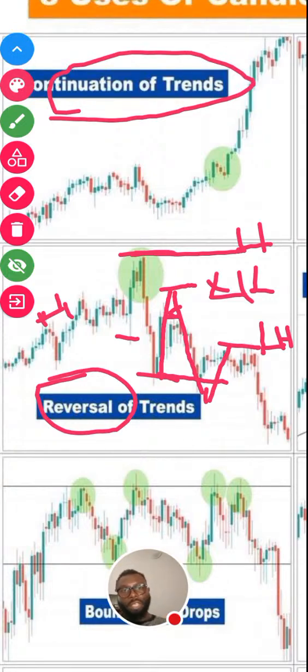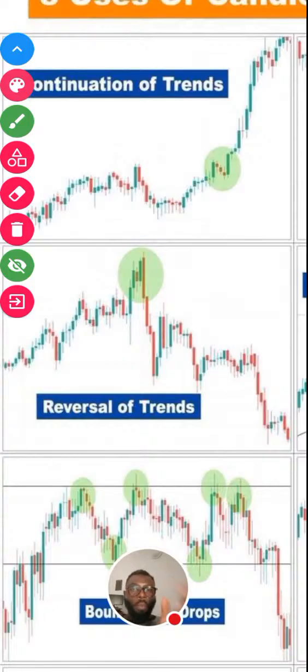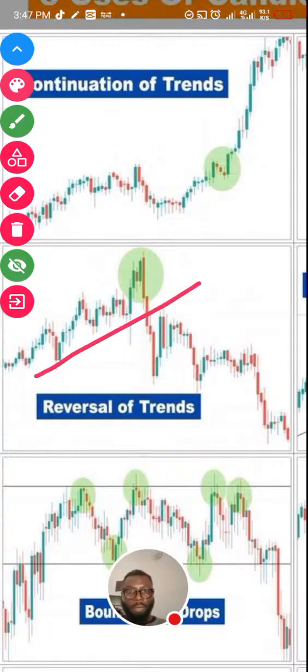So how do I trade the trend as I did in continuation? One is you wait for this to form. Now, another way to identify this is probably you have your trend drawn. Like we have this trend here now.